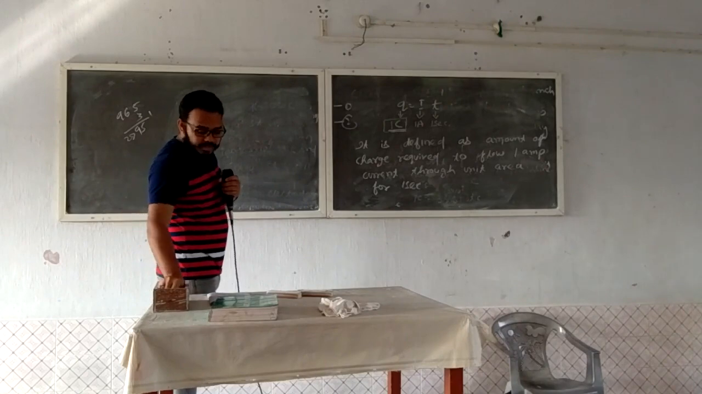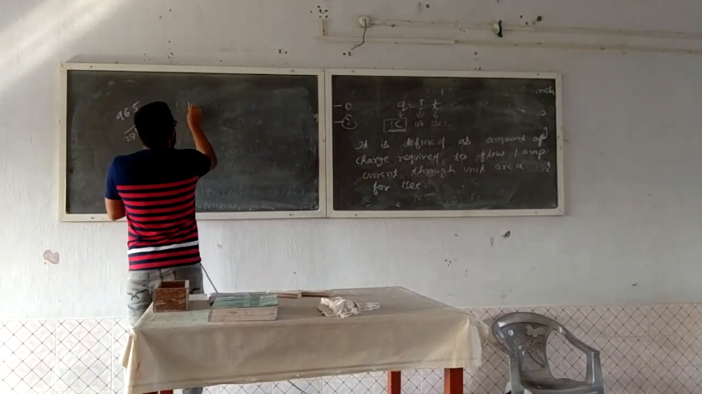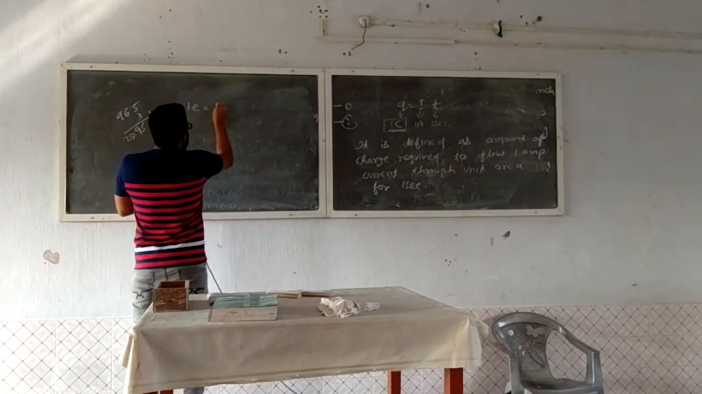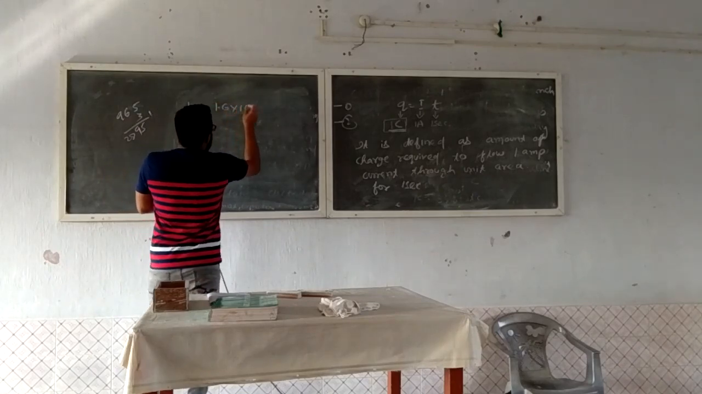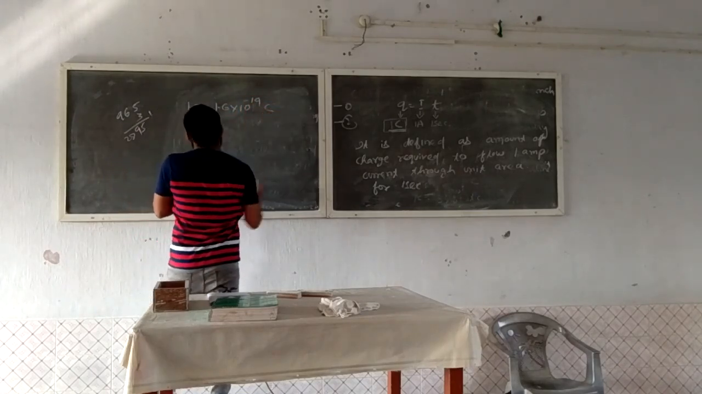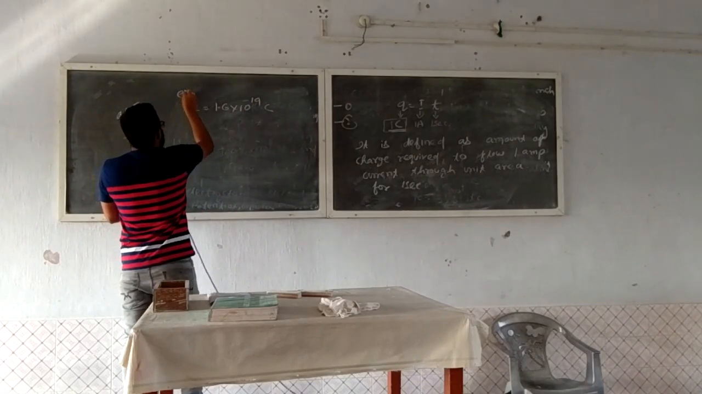The charge of one electron is equal to 1.6 into 10 to the power minus 19 coulomb. That is the electron.